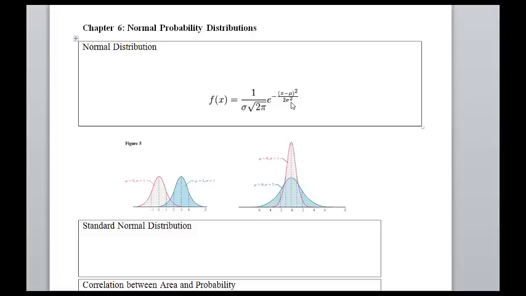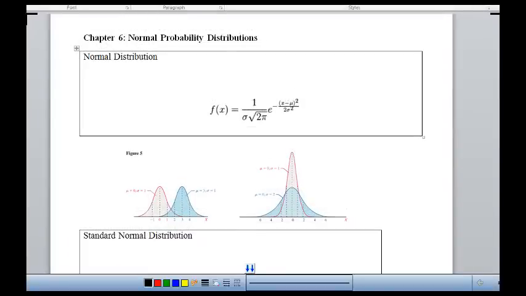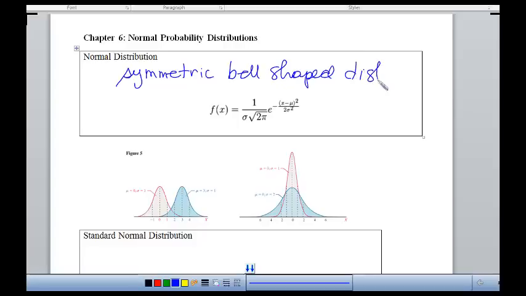Okay. The normal distribution, in short, though, is a symmetric, bell-shaped distribution, and it's described by the formula that we have here. There are many different normal distributions. However, what makes one different from another is simply the mean and the standard deviation. Everything else in this formula is a constant.